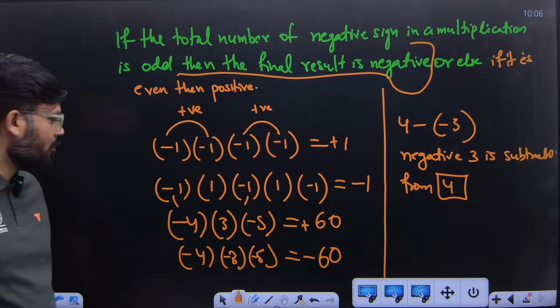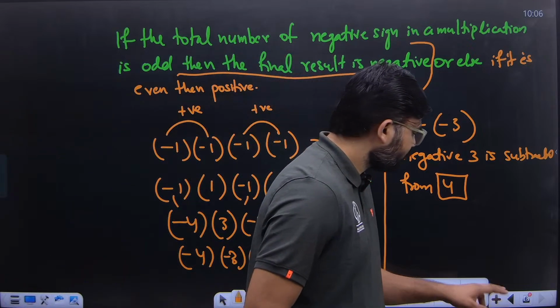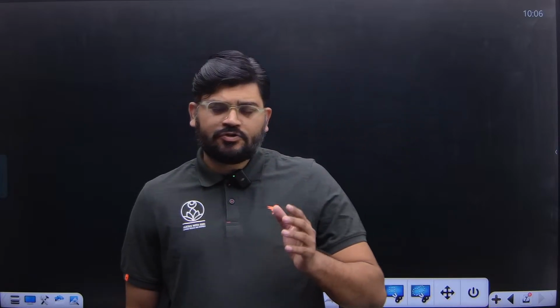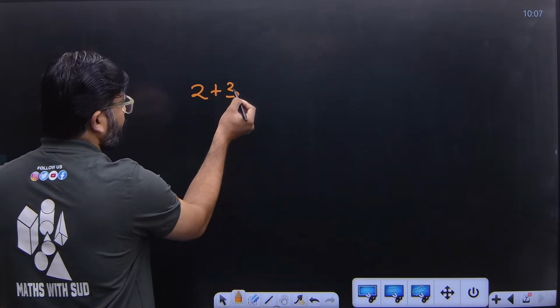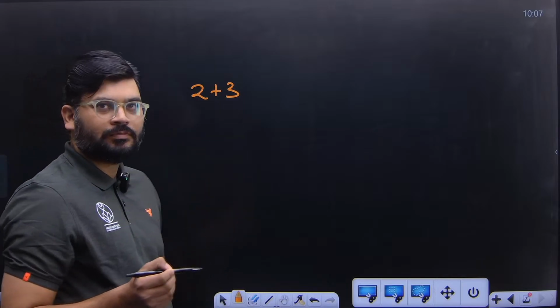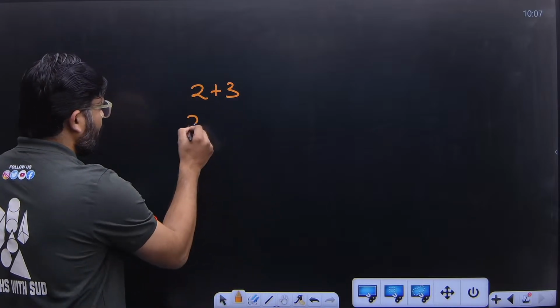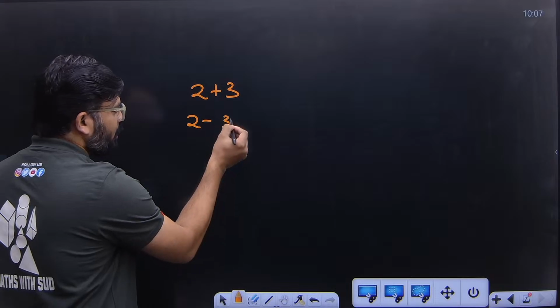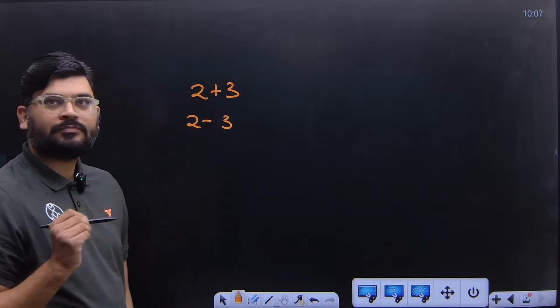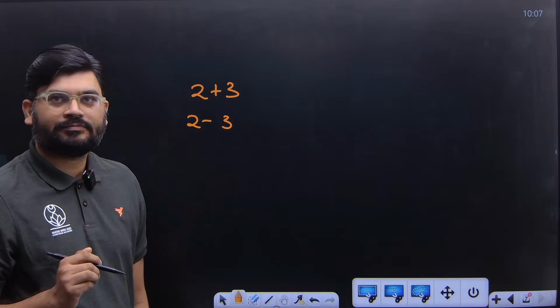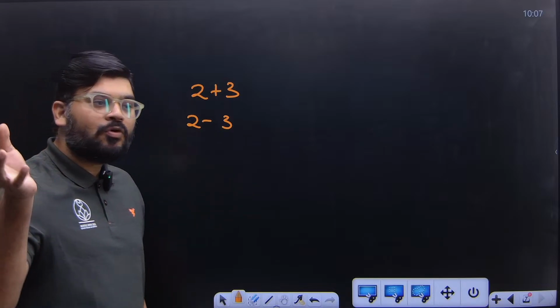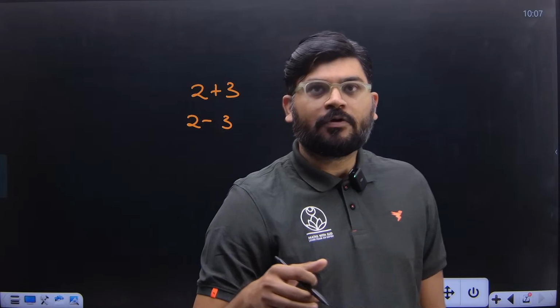Done? Yes. So now I will write just numerical statements. You have to tell me what the statement is in English. For example, if I say 2 plus 3, you will say, sir, 3 is added to 2. If I say 2 minus 3, you will say 3 is subtracted from 2. You have to tell me the sentence, I will write the numbers. So that you can be more confident in word problems.